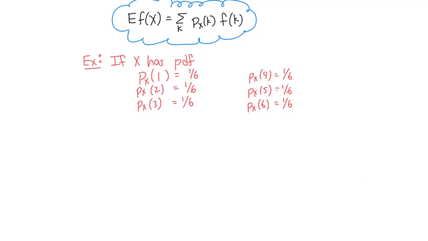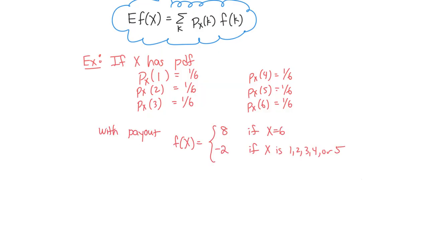So let's look back at the example that was just covered. X, the number we roll on the die, had a PDF given by probability x equals 1 is a sixth, 2 is a sixth, and so on. The payout function gave the value of 8 when the input or the roll was a 6. It gave the value of negative 2 when the input value was anything from 1 to 5. Now we have all that is needed to compute the expected value of the function, the payout.